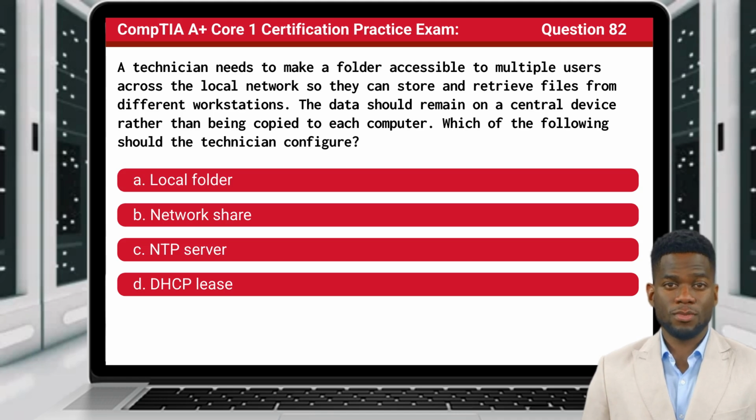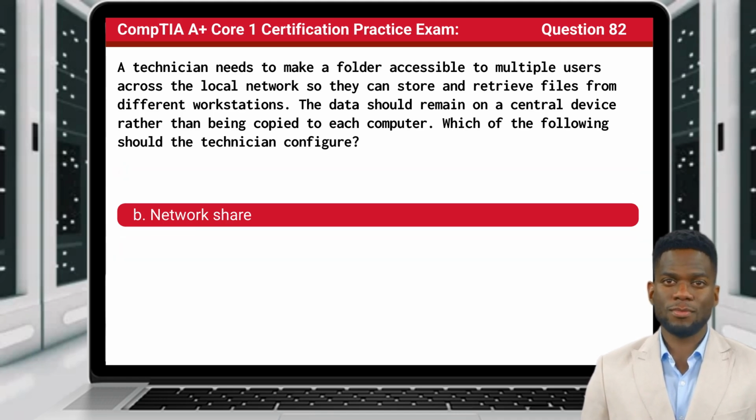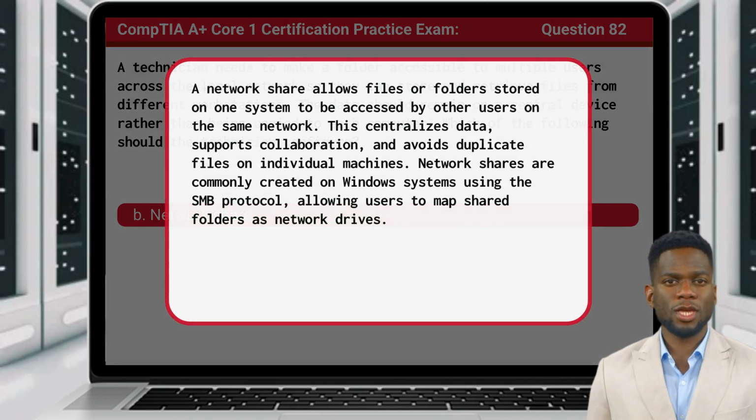The answer is B. Network share. A network share allows files or folders stored on one system to be accessed by other users on the same network. This centralizes data, supports collaboration, and avoids duplicate files on individual machines. Network shares are commonly created on Windows systems using the SMB protocol, allowing users to map shared folders as network drives.